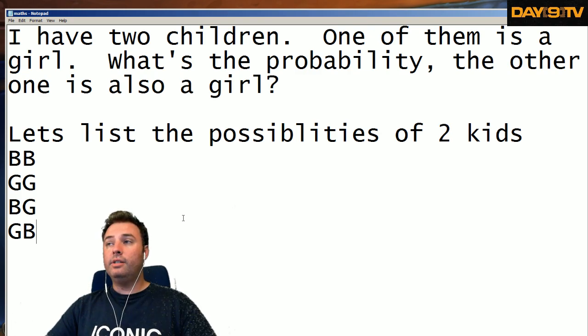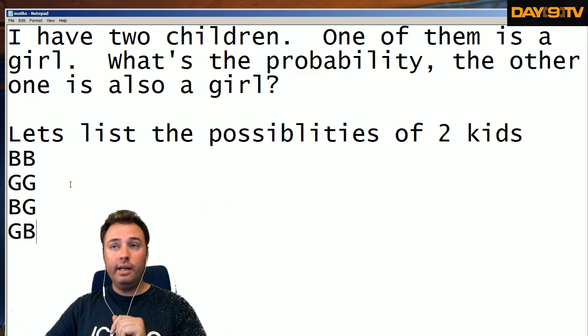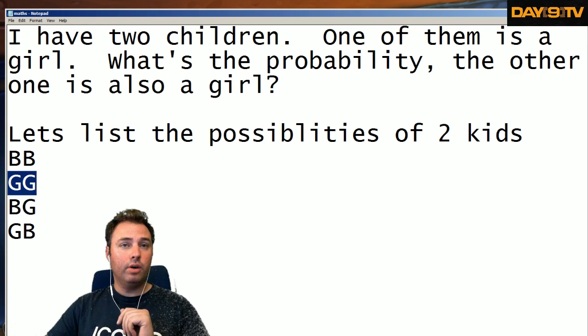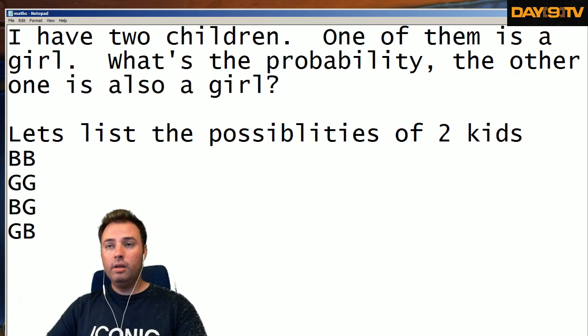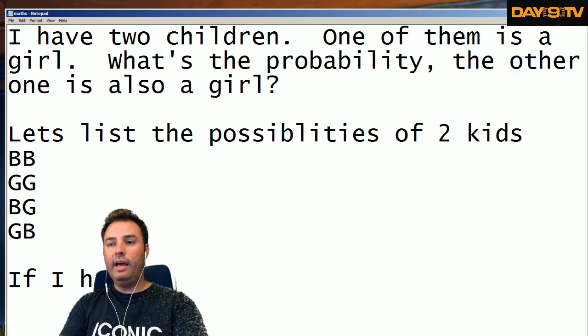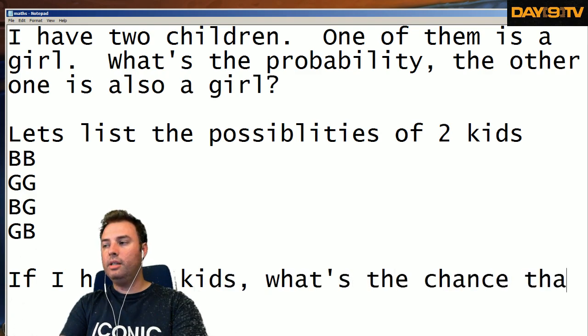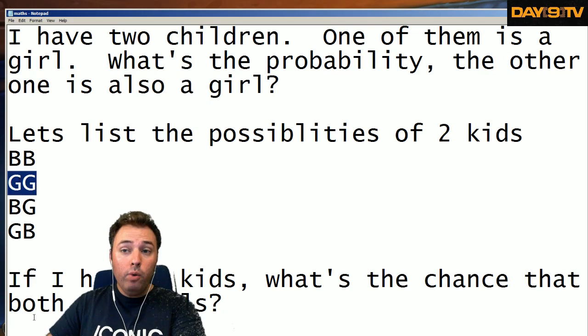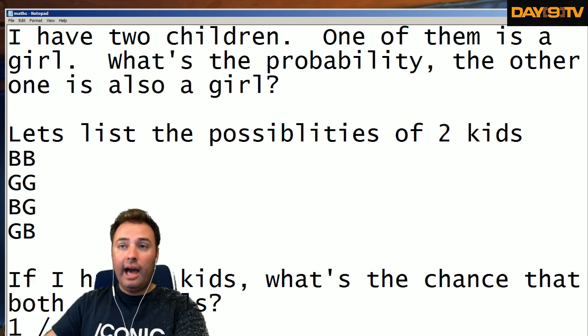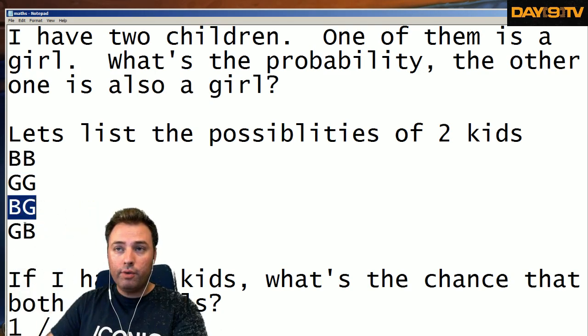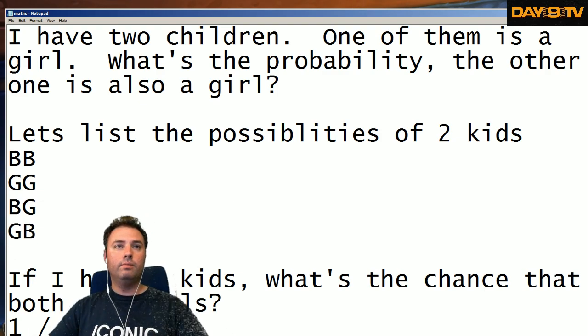So right now, let me ask you, what's the probability of having two girls? You tell me. If I have two kids, what's the chance that both are girls? Let's ask this. Well, there's one way to have two girls, out of how many options? 1, 2, 3, 4. 1 out of 4.